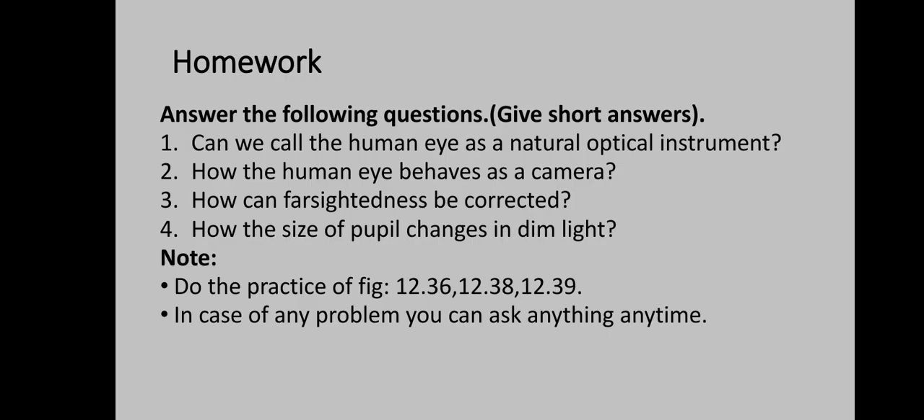Hope you understand all these. Here is your homework. You have to answer the following questions. You have to give as short answers as possible. Can we call the human eye a natural optical instrument? You have to tell why. If we can say it is a natural optical instrument, then why? How does the human eye behave as a camera? How can farsightedness be corrected, and how does the size of the pupil change in dim light? Only in dim light. You have to tell only in dim light.